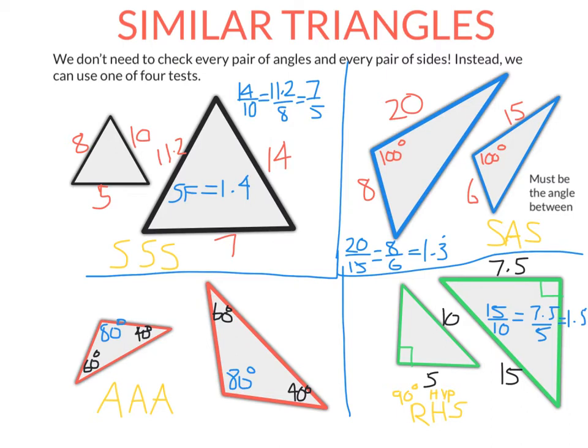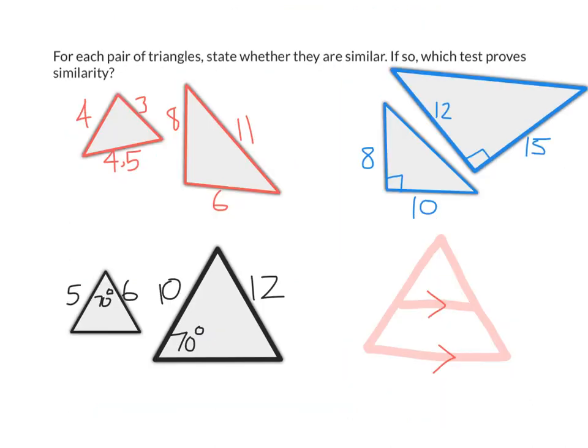So knowing these four tests, what we will do is we'll be encountered with pairs of triangles and we'll see if we can apply one of these tests. If we can, the triangles are similar. So we will go through each of these pairs of triangles and see if we can apply one of the tests. So for these two triangles here, we have no information about angles. So let's try and apply the SSS test.